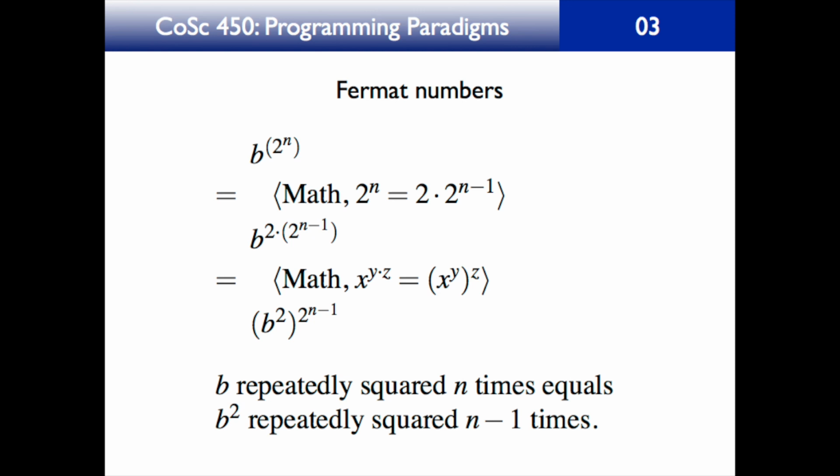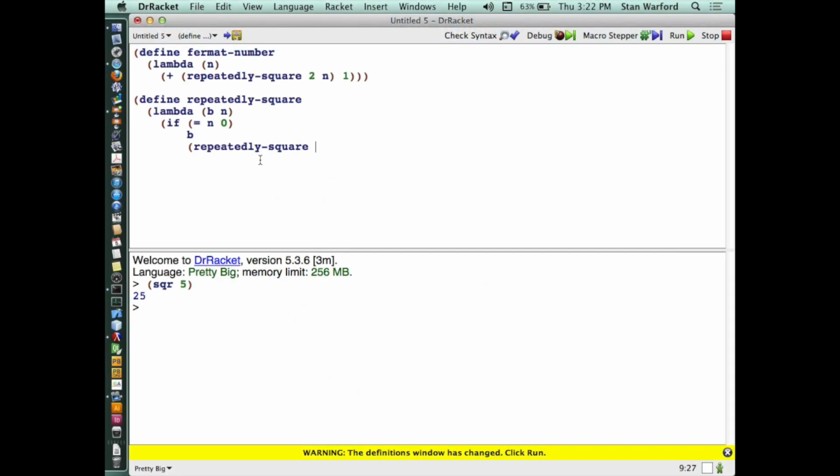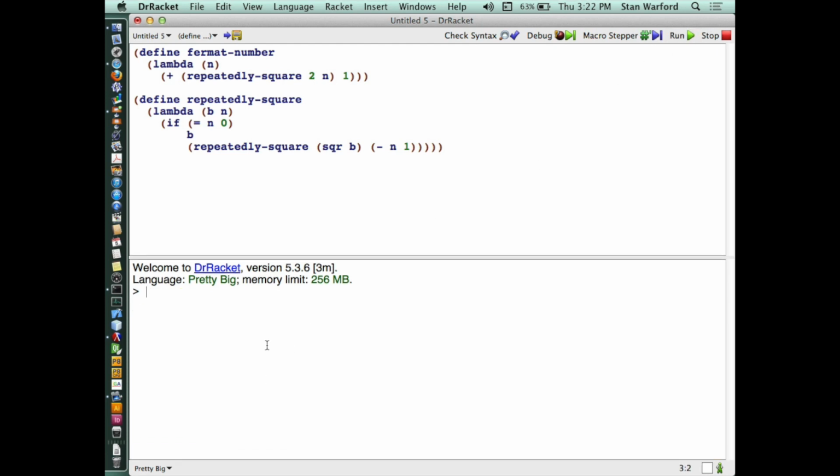So how does that translate to this code? Yeah, down here, we can say what? Square, yeah. So we could say SQR, what? B, and then how many times? Yeah, so in Scheme, minus N 1. Let's do run, okay? And let's see if our Fermat numbers work.